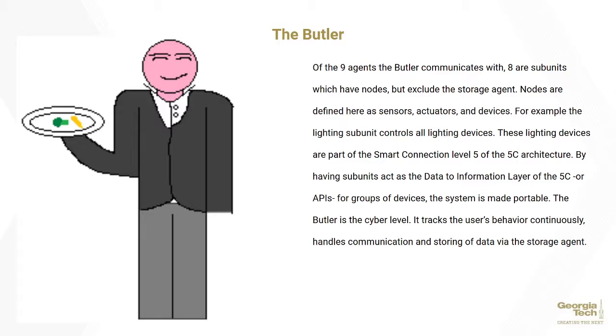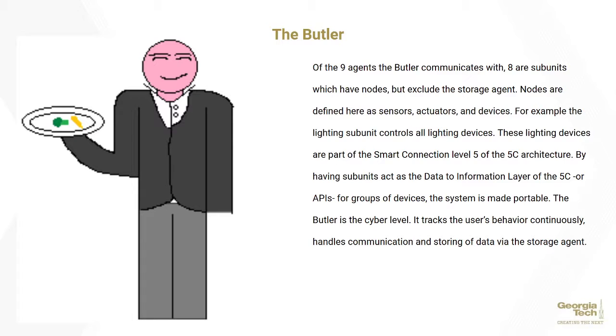Nodes are defined here as sensors, actuators, and devices. For example, the lighting subunit controls all lighting devices. These lighting devices are part of the Smart Connection Level 5 of the 5C architecture. By having subunits act as the data to information layer of the 5C, or APIs, for groups of devices, the system is made portable.